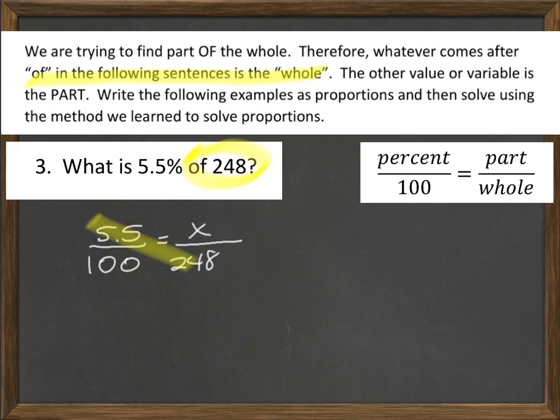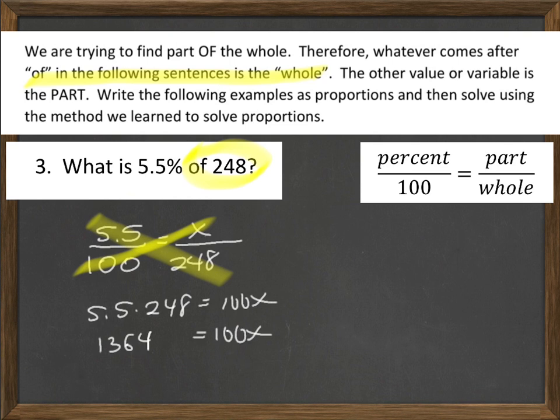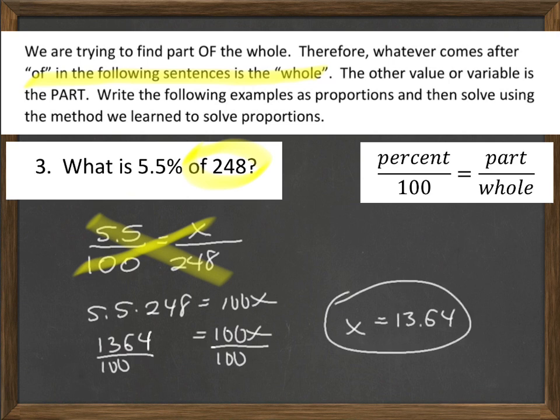Now I have my proportion all set up, so all I have to do is cross multiply. I have 5.5 times 248 equals 100x. We get 1364 is equal to 100x. We divide both sides by 100, and we get x is equal to 13.64, and that's our final answer.